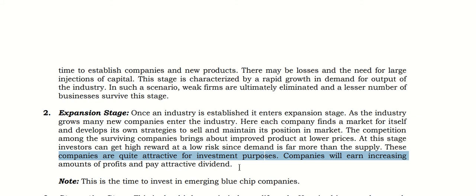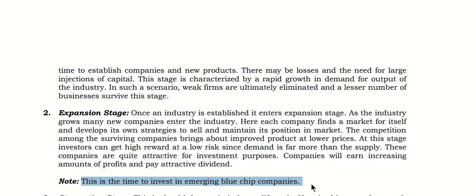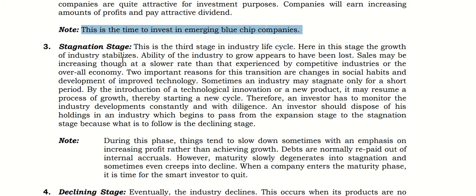But there are always pros and cons of investments. Obviously those who invested in the pioneering stage would be earning much better, right? So this is the stage where one should invest, in emerging blue chip companies, which are those companies that are really growing now, right? So that was the expansion stage. The third stage is the stagnation stage.